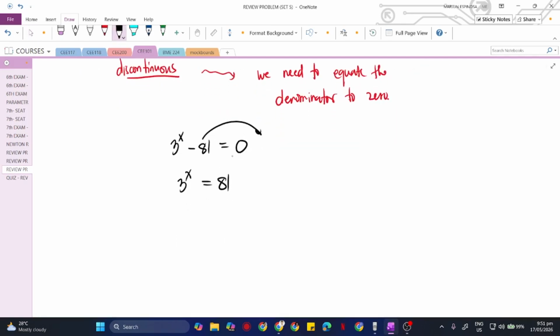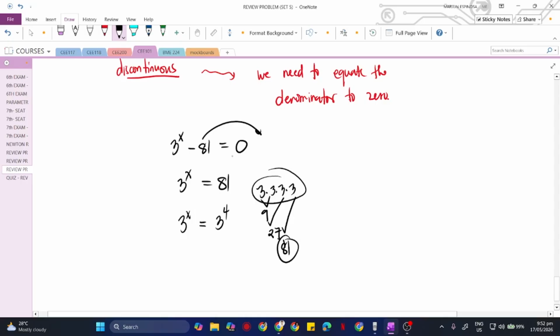And we know that 81 can be acquired if we multiply 3 four times. Is that correct? So this is 3 times 3 times 3 times 3. So this one is 9. 9 times 3, that would be 27. 27 times 3, that would be 81. So we can get 81 by multiplying 3 four times. So now, using the rule for index law, if we have the same base, their exponents should be equivalent. So therefore, the x value will be equivalent to 4.